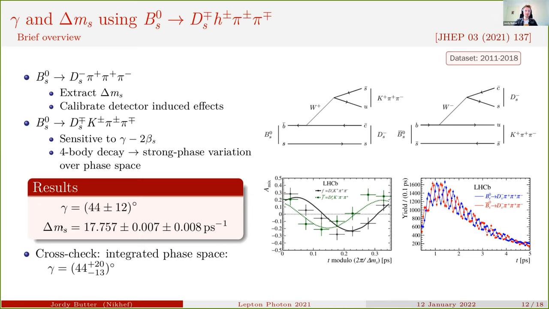A cross-check has been done with integrated phase space, and this gave the same results, but the gamma precision was of course a bit diluted.